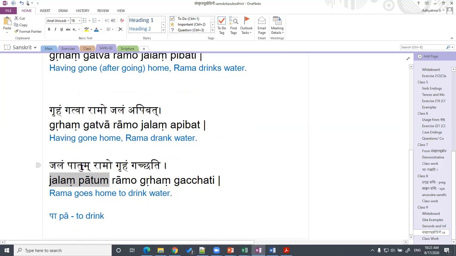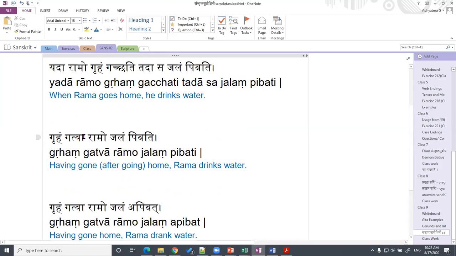And the second action, to drink water, is represented by the tum pratyaya. Here the first action, going home, is represented by the twa pratyaya. So they certainly are not interchangeable.